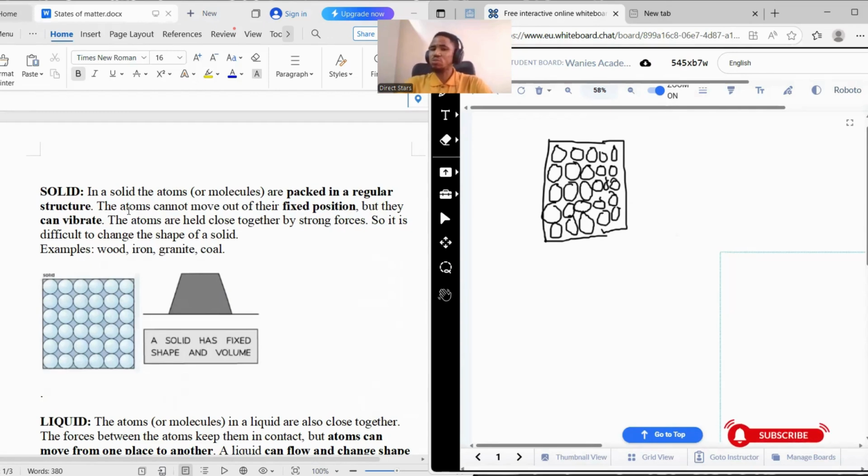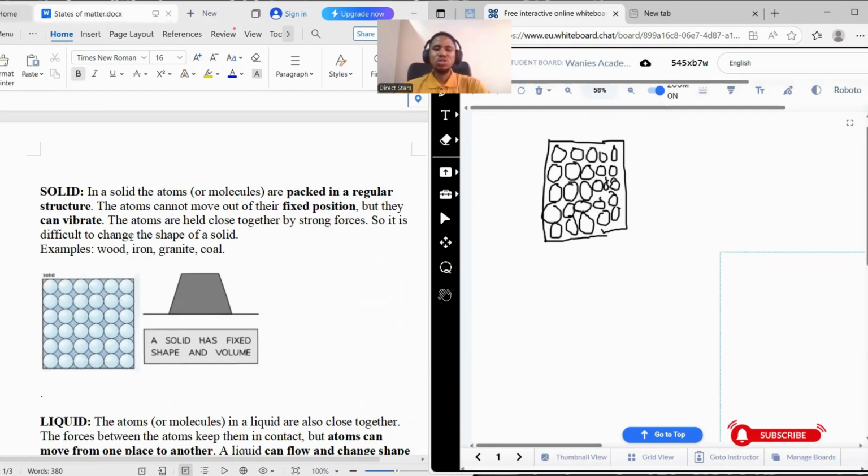There is a difference between move and vibrate. Even vibration is also known as movement, a little, because when something vibrates, at least it moves and a little distance is covered. So the atoms cannot move freely because they are in a fixed position, but they can vibrate. So solid is the only matter that has the ability to vibrate. The atoms are held together strongly with what we call a strong force, the intermolecular force.